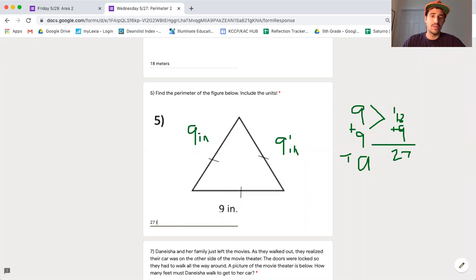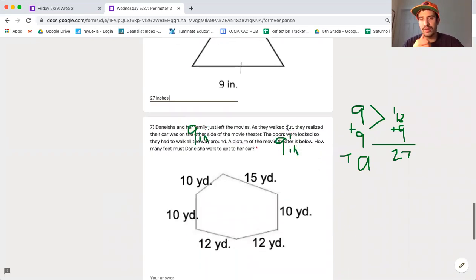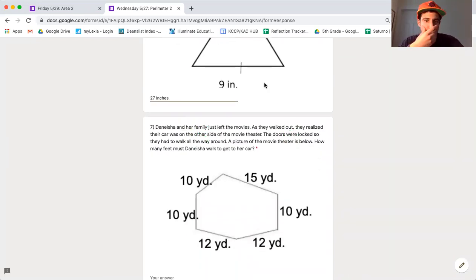Moving on to the next one, number 6. Even though it says number 7, it's number 6. Denisha and her family just left the movies. As they walked out, they realized their car was on the other side of the movie theater. Yikes. The doors were locked, so they had to walk all the way around. A picture of the movie theater is shown below. How many feet must Denisha walk to get to the car? Because I want to know the distance all the way around this figure, I need to find the perimeter.